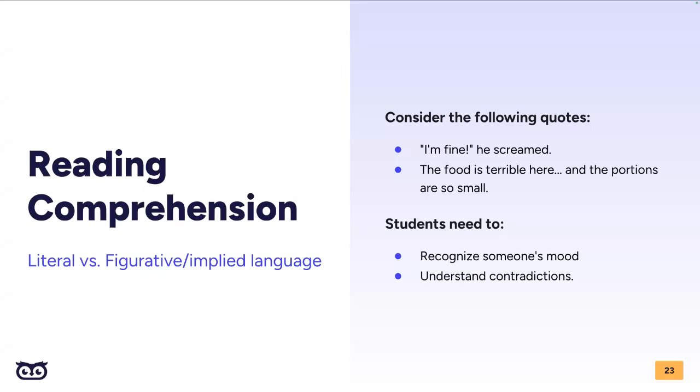Okay, so many of the students we work with struggle with the ability to interpret the context of narrative texts. Written narrative text often conveys complex emotions. So think of a sentence like, "I'm fine," he screamed, or "The food is terrible here and the portions are so small." Students who struggle with reading comprehension need time to process the underlying meaning in order to recognize someone's mood and understand contradictions in dialogue or events.